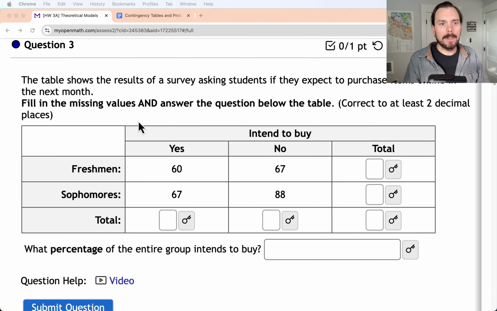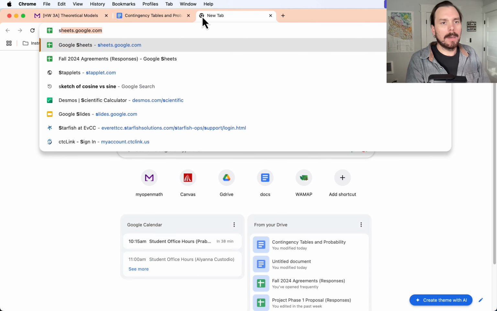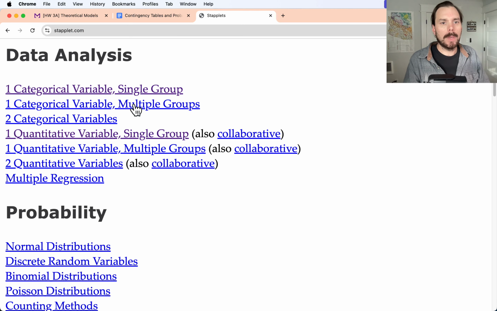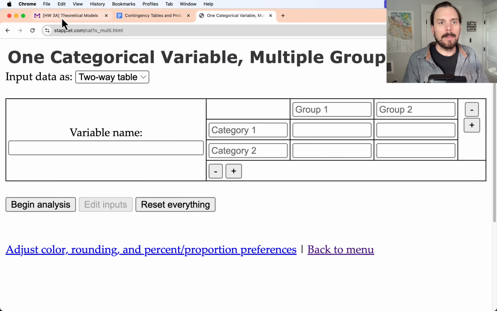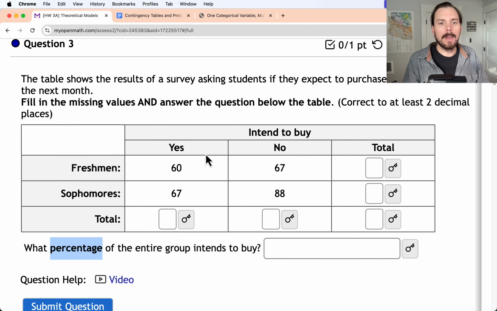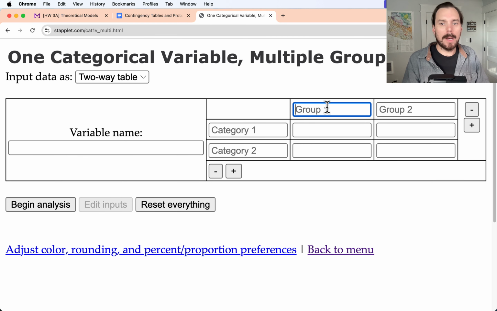Let's take a look at contingency tables and what probabilities, or percentages and proportions, we can learn from the group. I'm going to use Stapplet.com, and this will be a categorical variable in multiple groups. The way it's arranged here will be exactly how we want to set it up here. Although I'll show you that we could get different information and highlight different things if we configure it in different ways. At first, I'm just going to enter this in exactly how we see it in Stapplet, putting intent to buy, yes or no, on top.